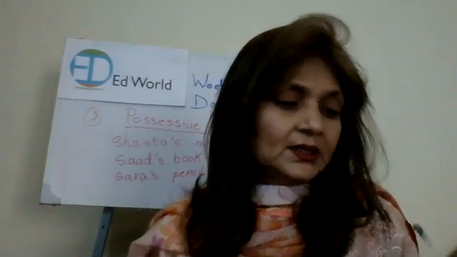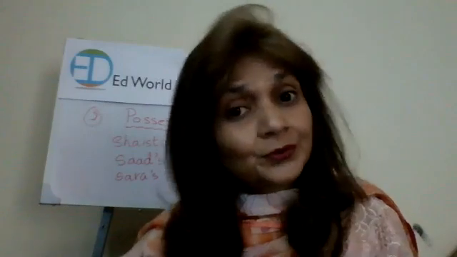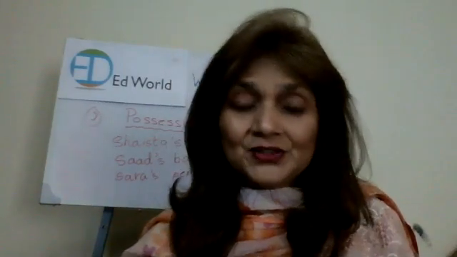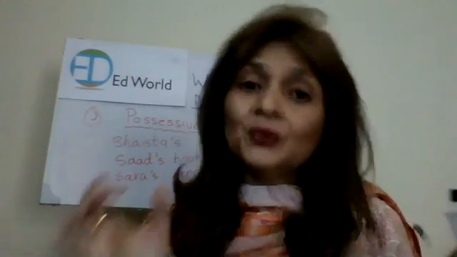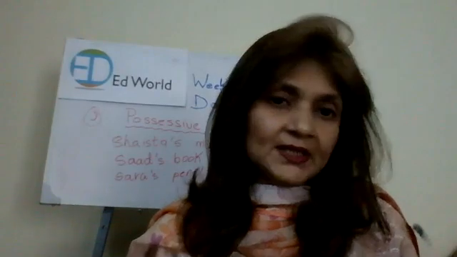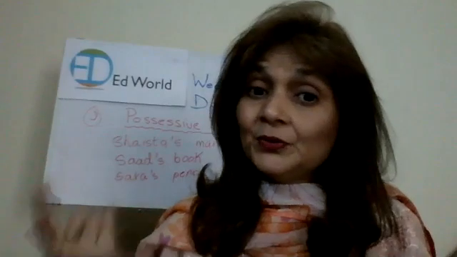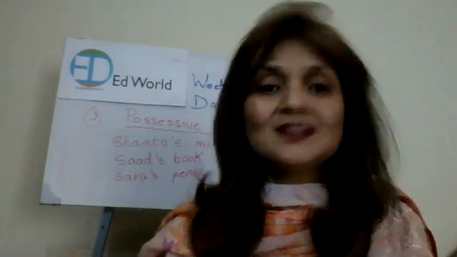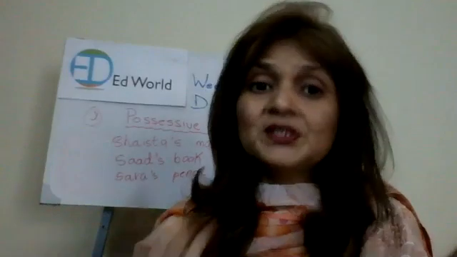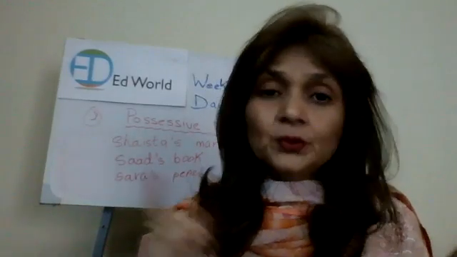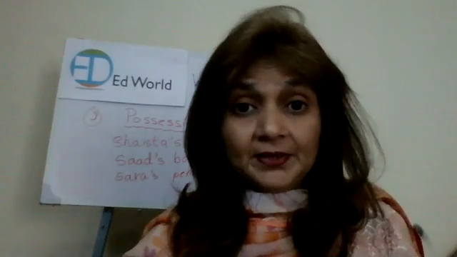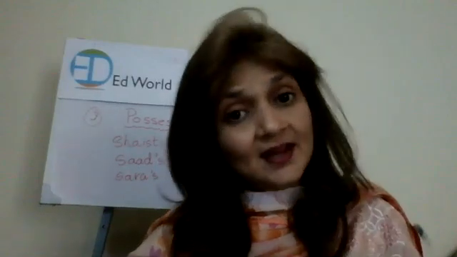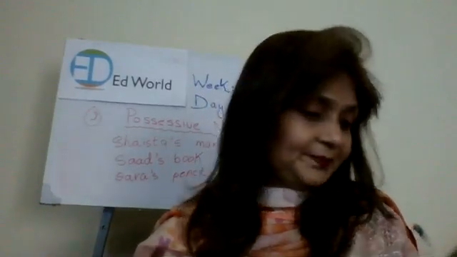The second one, the crocodile's food. Whose food is it? The crocodile's. So crocodile is the owner of the food. Correct. The third one, the food's smell. Who is the owner of the smell? The food. It was the food's smell. So food is the owner. Understood? The fourth one, Lara's camera. Whose camera? It was Lara's. So Lara is the owner.